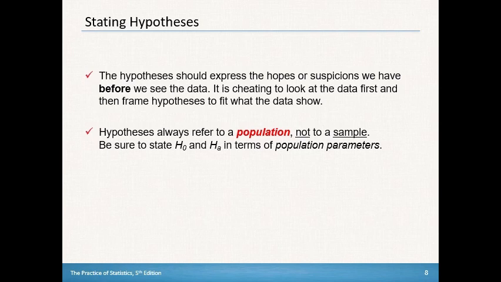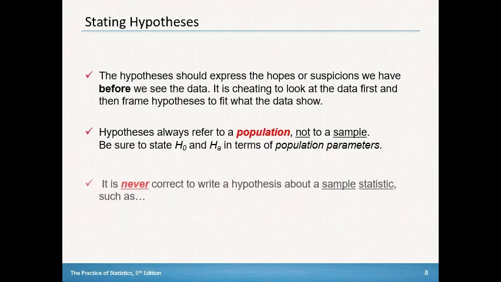In other words, if we have our friend shoot 10 baskets and he makes 60%, then we don't have to try to guess at what the p hat's going to be. We know the p hat is 60%. What we're interested in is what is his true proportion of free throws, not what is his sample proportion. We know what the sample proportion is, so we never state hypotheses based on statistics. It's always based on population parameters.